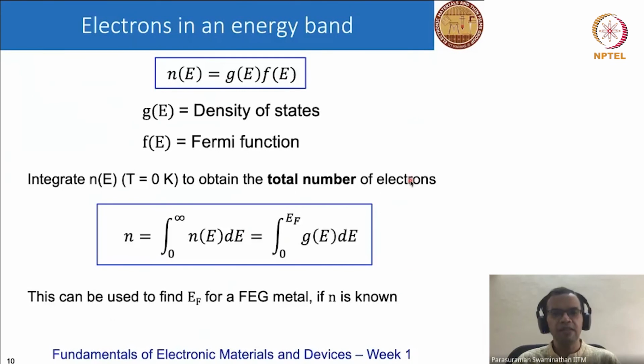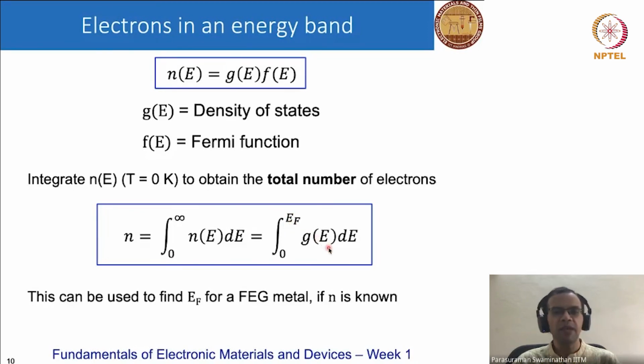So we can take the density of states and the Fermi function and put them together in order to calculate the number of electrons at some energy, at some temperature in a given material. So N of E is nothing but G of E times F of E. And if I integrate this over the entire energy band, I would get the total number of electrons. We can also do this in reverse, where if we know N, we can use this expression to calculate the Fermi energy for a metal.